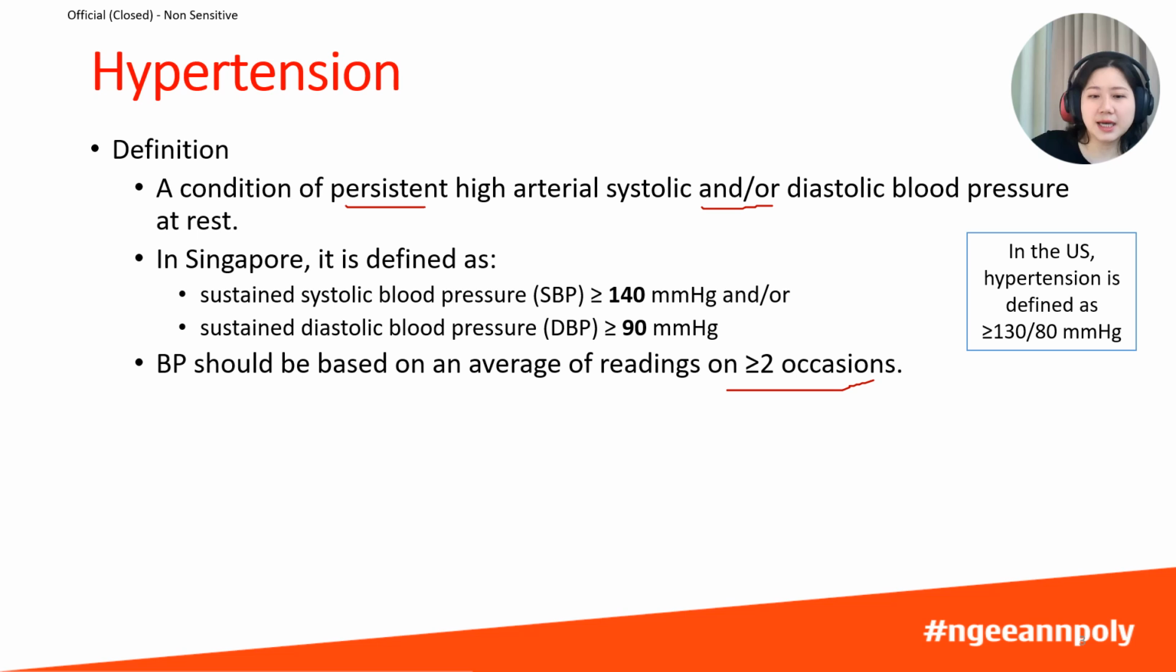In the US, hypertension is defined as 130/80 millimeters of mercury or greater. However, in Singapore and in many other countries, hypertension is still defined as 140/90 millimeters of mercury or higher. In Singapore, we do recognize that 130/80 is higher than normal, but it is called high normal instead of hypertension.